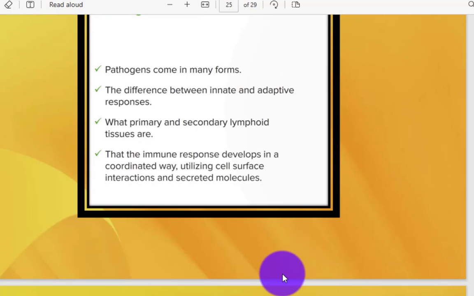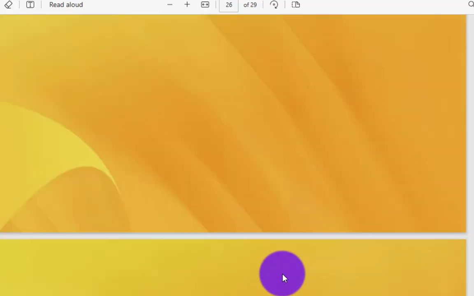Pathogens come in many forms. The difference between innate and adaptive immunity. What primary and secondary lymphoid tissues are. The immune response develops in a coordinated way, utilizing cell surface interaction and secreted molecules.